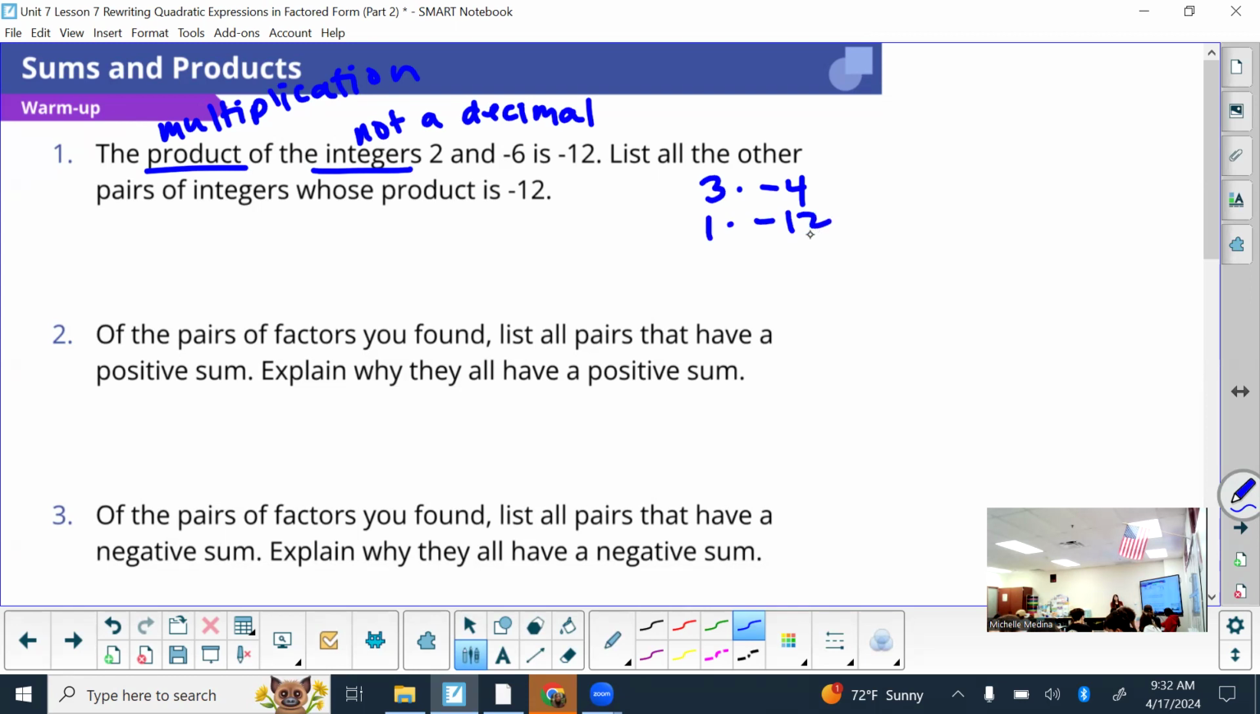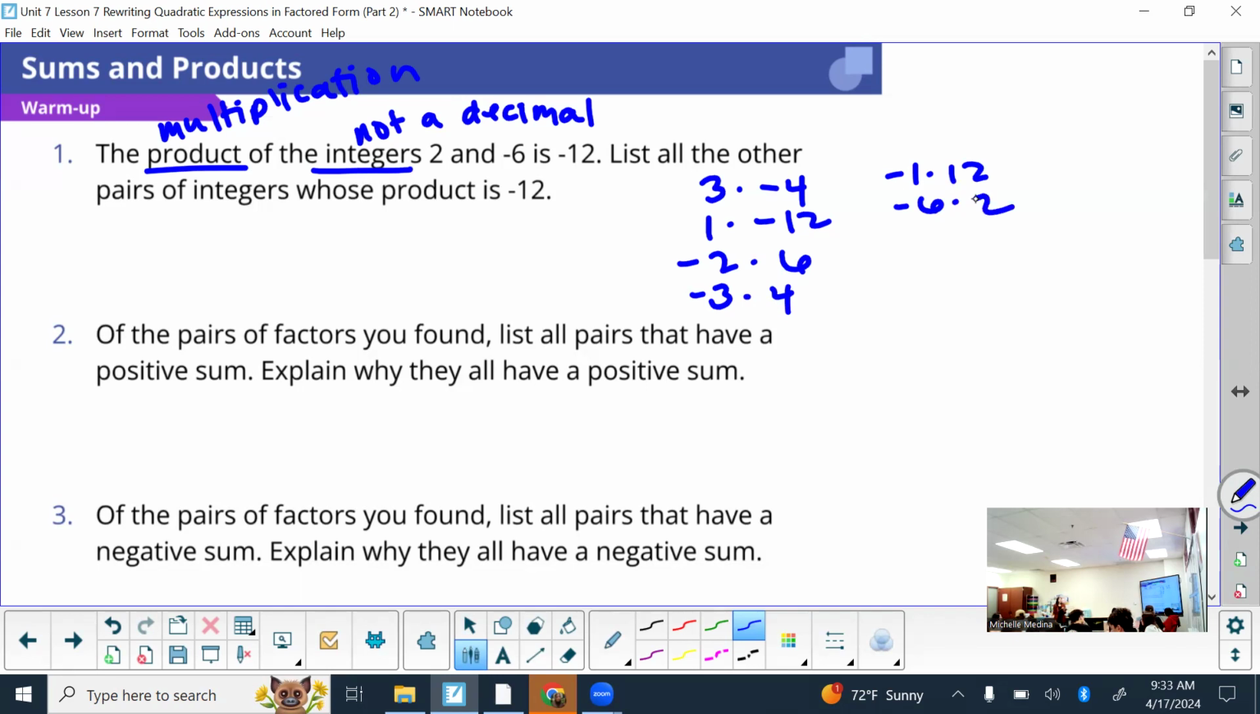Table 4, can you give me another pair? 1 times -12. Table 5. Okay. Good. Table 6. Any others? -3 times 4. Table 7. Any others? And table 8. Any others? Okay, good. They already gave us that one, but I'll go ahead and list it anyway.